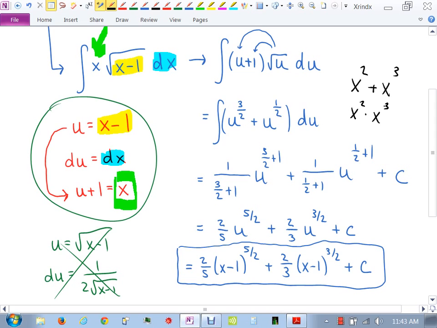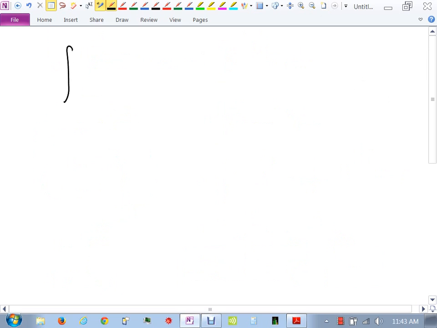31. Now that's a good one. So, the integral of sine 2x over 1 plus cosine squared x dx. I'm sure there are many ways to get this one. There are so many different options on this one.